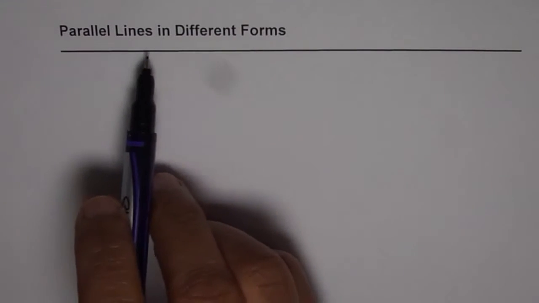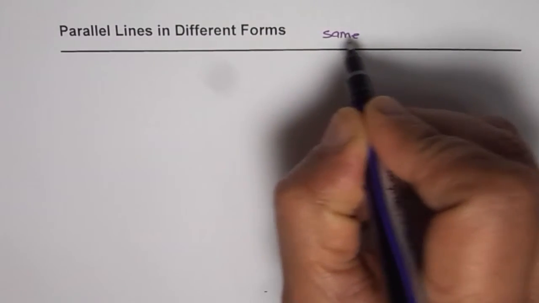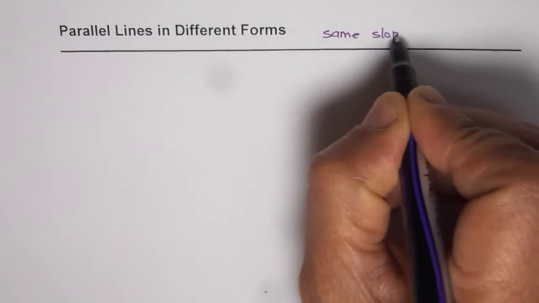I'm Anil Kumar, and in this video we'll try to understand how to write equation of parallel lines. When we say that the lines are parallel, it means they have same slope. Basically, same slope gives us parallel lines.